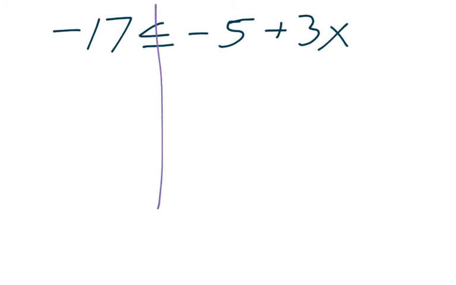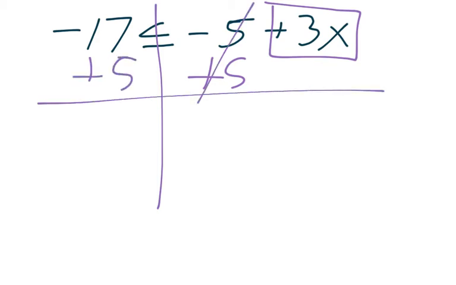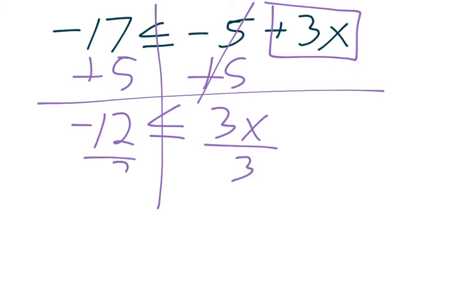So we'll draw a line through the inequality sign. We have to isolate the positive 3x. That's the term that has our variable. So we're going to add 5 to both sides. On the left-hand side, we get negative 12. Subtract, keep the sign of the bigger number, is less than or equal to positive 3x. To isolate x, get it by itself, we divide both sides by 3. So when we do that, we get negative 4.